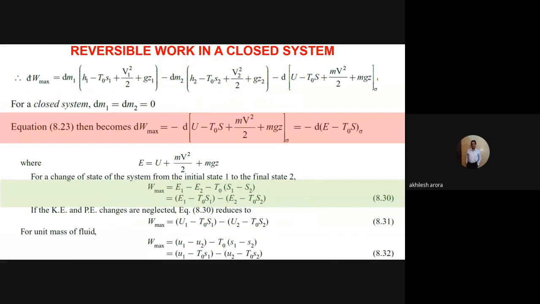Now if we take a closed system, dm1 and dm2 are cancelled, so this term and this term go and we are left with this term. This is written here because we have considered u, mv square and mgz as E. E takes into account kinetic energy, potential energy, and internal energy. This is the value of dW max, and if you want to calculate the value of W max, it is given here: E1 minus T naught S1 minus E2 minus T naught S2. I think it is clear. If you neglect the kinetic and potential energy, then you will get this particular expression.